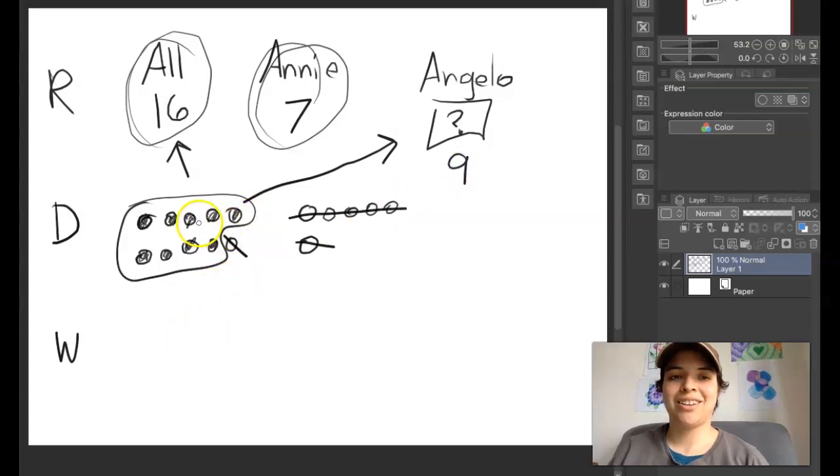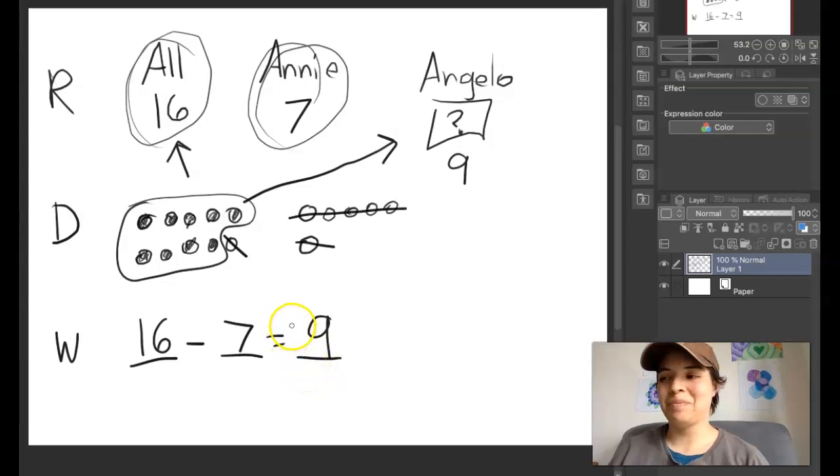How about that? So if you were going to rewrite this equation, it's going to be a number minus another number equals a number. And we started off with 16 gel pens minus the 7 gel pens that Annie Lynn used leaves us with 9 gel pens left over with Angelo. Nice job.